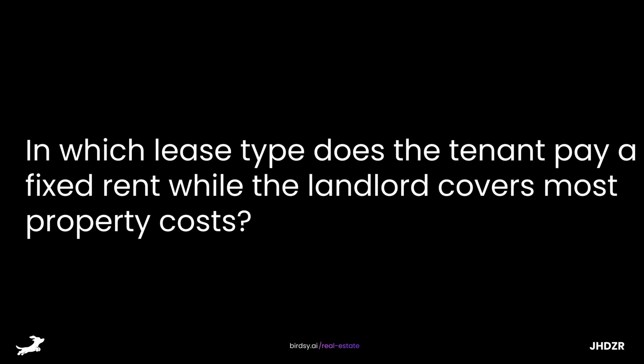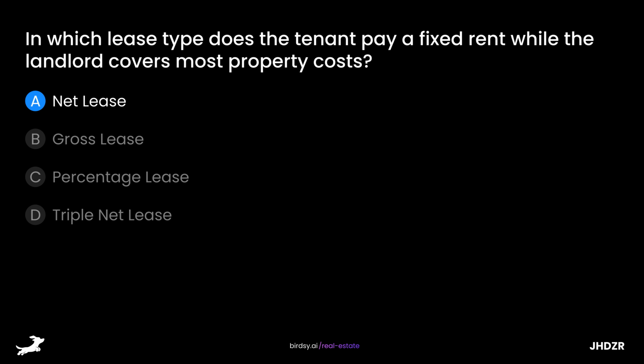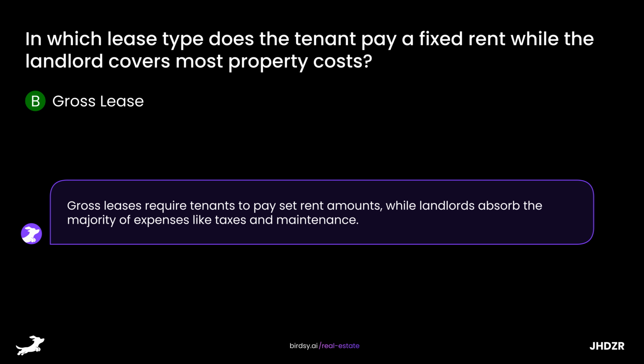In which lease type does the tenant pay a fixed rent while the landlord covers most property costs? Is it A, net lease, B, gross lease, C, percentage lease, or D, triple net lease? The answer is B, gross lease. Gross leases require tenants to pay set rent amounts, while landlords absorb the majority of expenses like taxes and maintenance.